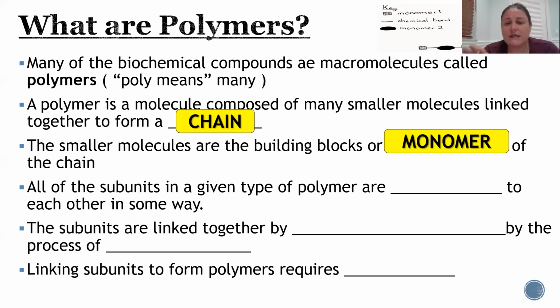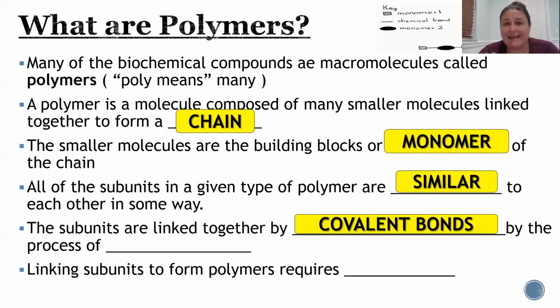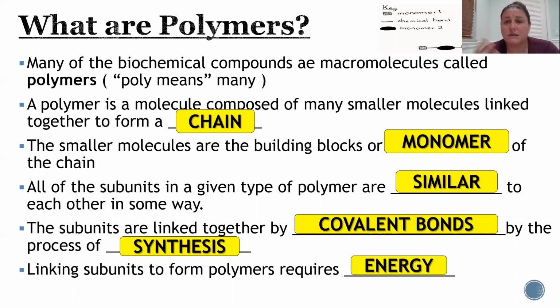All of the subunits in a given type of polymer are going to be similar to each other in some way. And those subunits are going to be linked together by covalent bonds. You remember covalent bonds, right? They're sharing electrons. And we're going to link them together by a process known as synthesis. Synthesis means to make. And this process of linking monomers together to make a polymer doesn't just happen by itself. It does require some energy to do this.